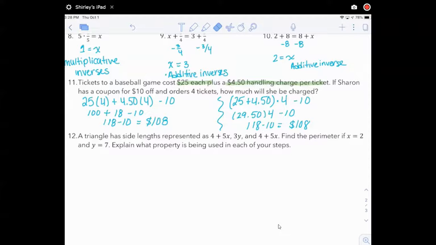Now I'm going to go over questions 11 and 12. Question 11, I'm going to go over two ways, just so that you can see a difference here, and when we're talking about the properties, how one version can make it maybe a little bit faster to do in your head than another.